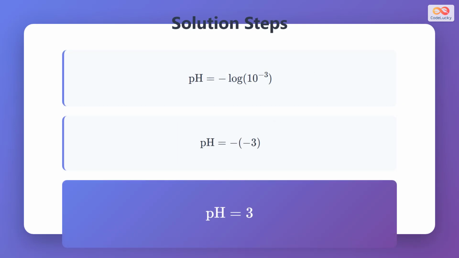Now let's solve this step by step. When we take the logarithm of 10^-3, we get -3. This is because the logarithm and exponential functions are inverses of each other. Then we apply the negative sign in front. pH = -(-3), which gives us positive 3. Therefore, the pH of this solution is 3, indicating it is acidic.